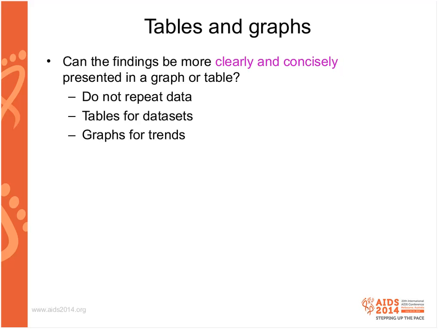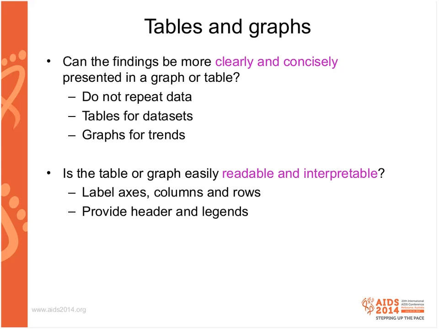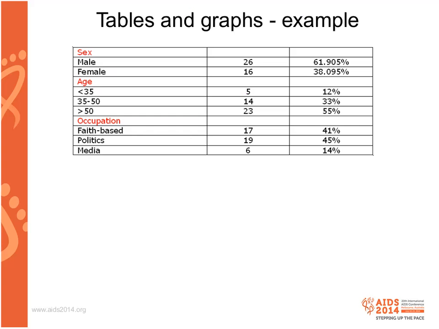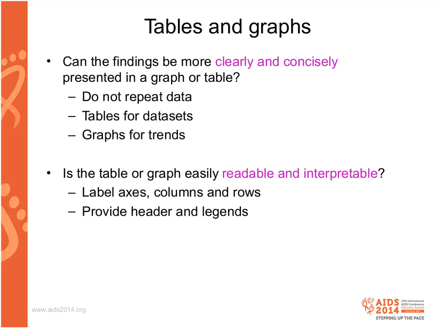Just because you're allowed 3 tables and 3 graphs does not mean you should add all 6 come what may. Use them wisely, as they do break up the textual flow of your abstract. Make sure your table or graph is easily readable and interpretable. And also be careful with, so you have to label axes, columns, and rows, and always provide headers and legends where needed.